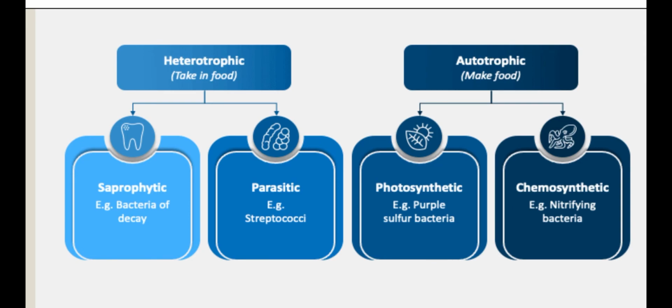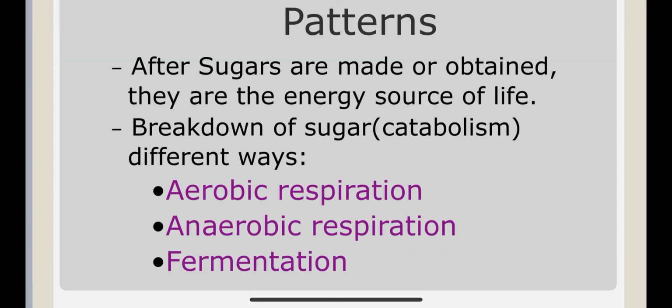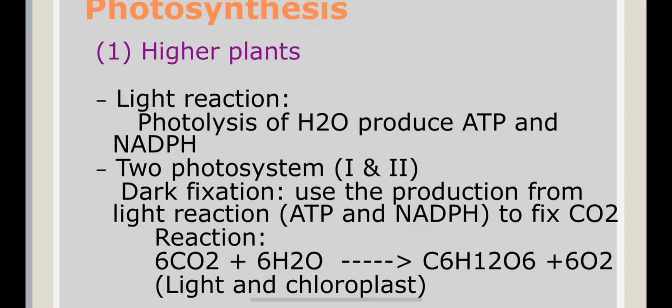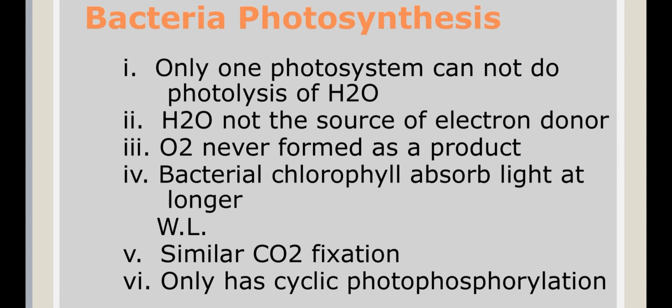Now these energies have different patterns. Whatever energy they get from nutrition, whatever activities they perform, they require energy patterns. These patterns can be identified as aerobic, anaerobic and fermentation. Likewise, photosynthesis occurs in higher plants to prepare food for the plants. In the case of bacteria, certain pigments are involved.